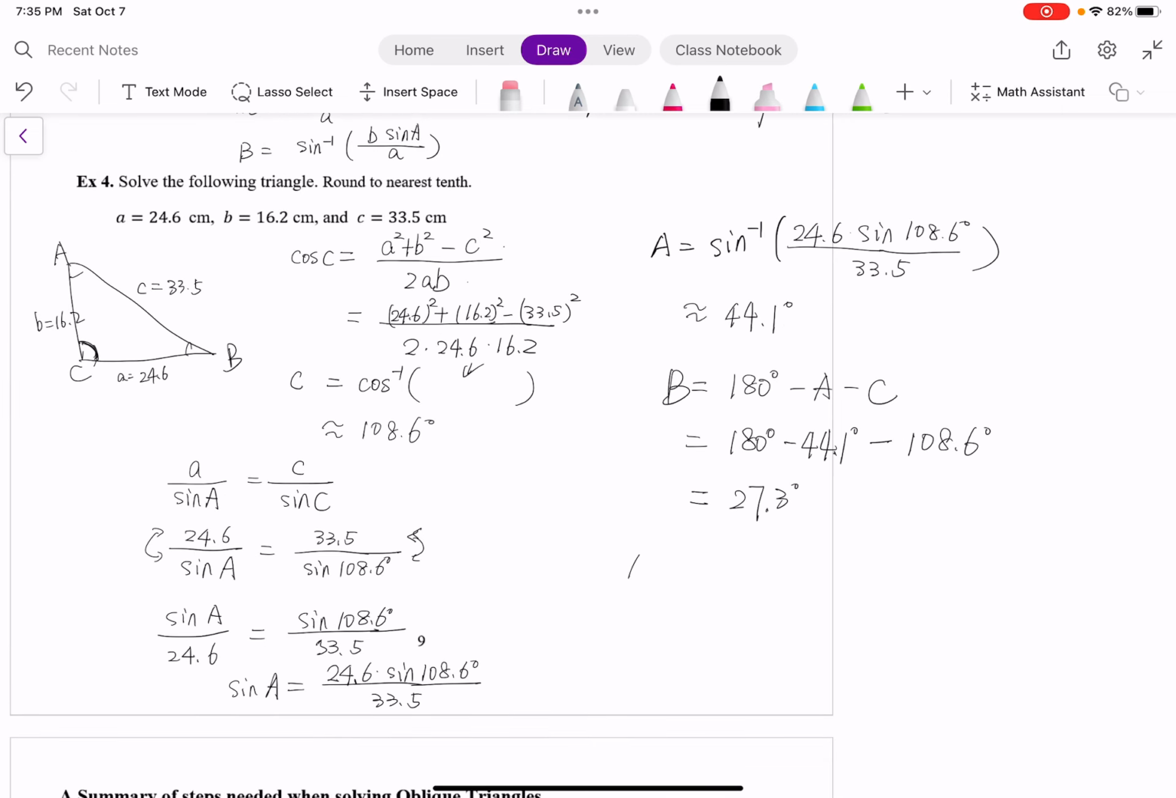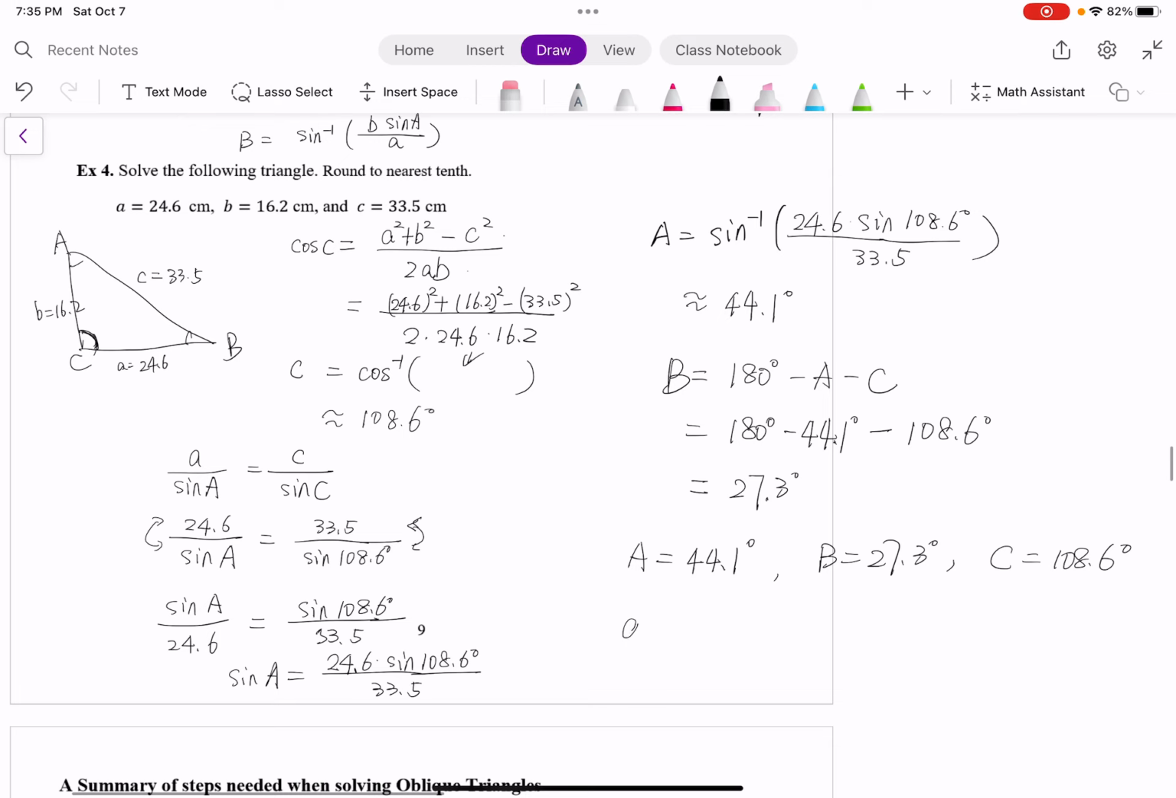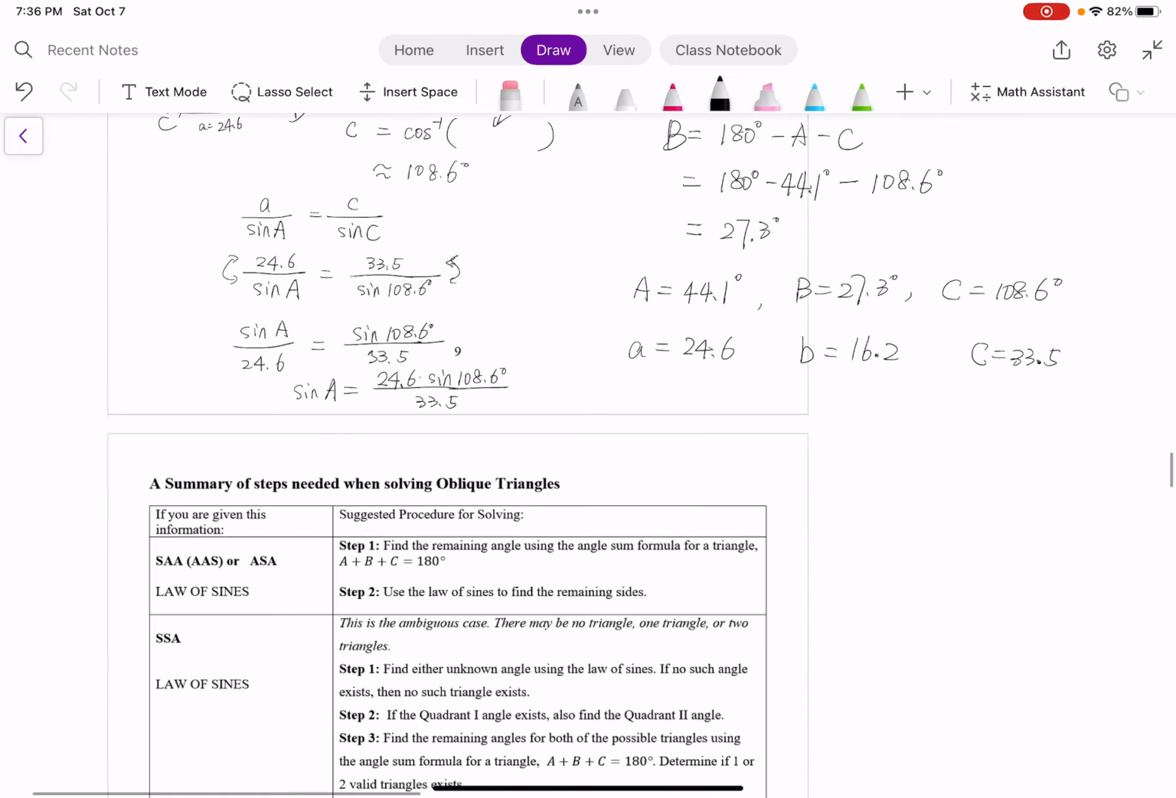So we got three angles. They are A, B, C. A equals 44.1 degrees, B equals 27.3 degrees, C equals 108.6 degrees. A equals 24.6, B equals 16.2, C equals 33.5. These are all in centimeters. All right, we're done here.